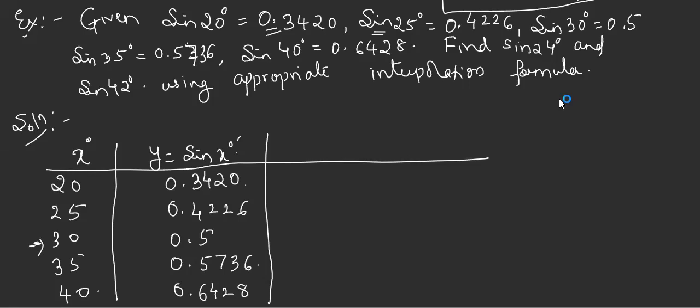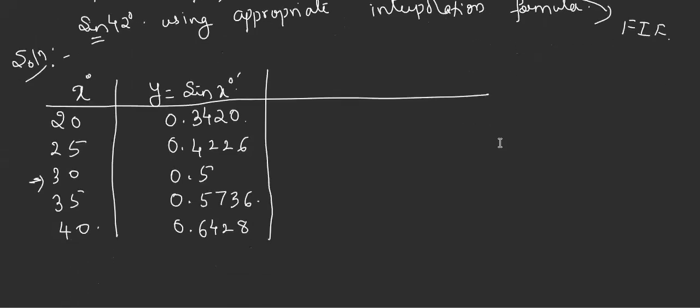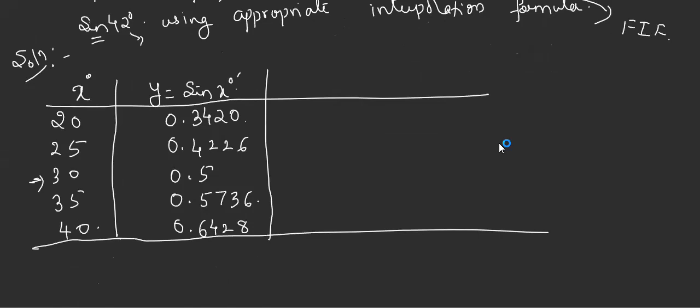So which formula is to be used? Forward interpolation formula. Correct. They have asked one more value, sine of 42. Actually, in your question paper they may not, I'm just taking one example for a change. So sine 42, where does it lie? Second half. Actually it is outside the table, but it is nearer to the second half. So if it is the second half, which formula is to be used? Backward interpolation formula.